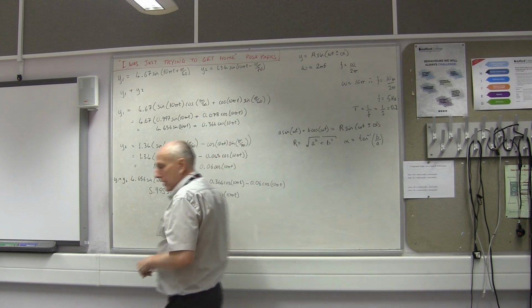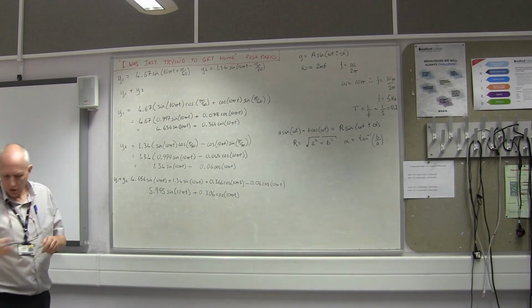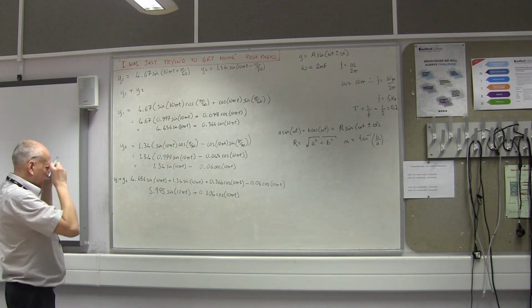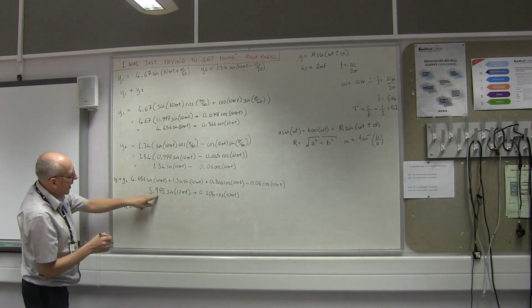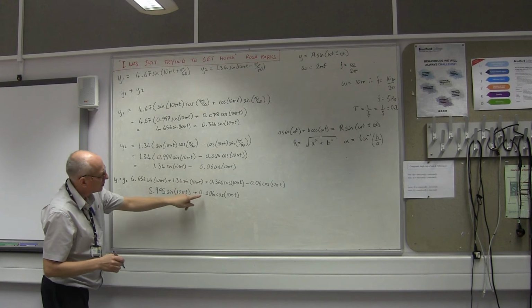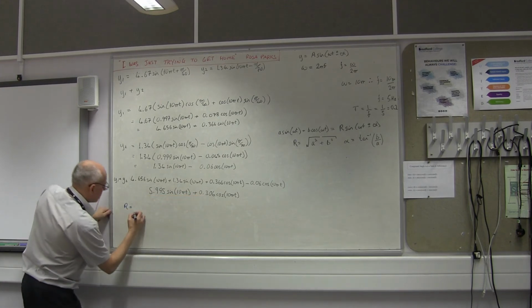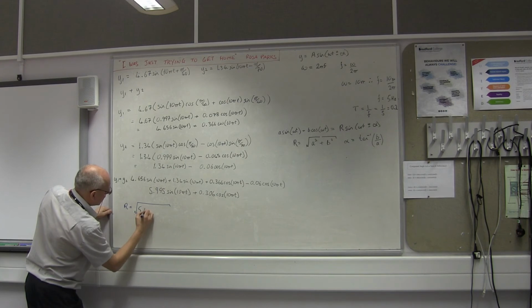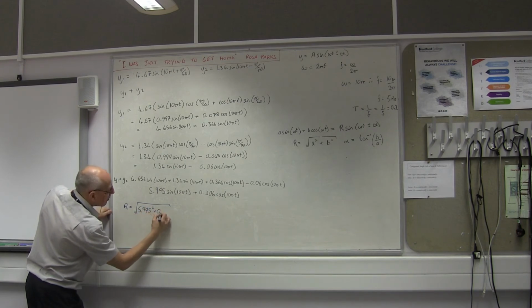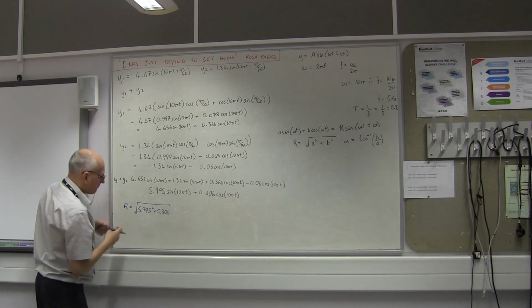So I'll do it down here, let's do it in a different colour. So R equals, so it's that squared plus that squared, square rooted. So 5.995 squared plus 0.306 squared. Okay?